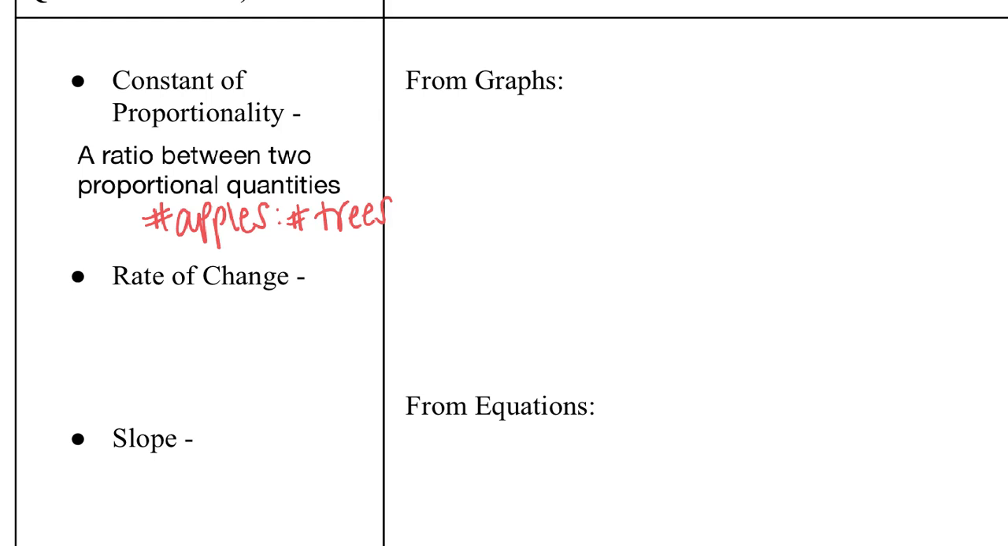Or even a simple one, if we're going to the movies, it's $12 per ticket. If it has a constant of proportionality, then I know everybody's going to be paying $12 for that ticket. It's a constant rate, which takes us to the next definition, which is rate of change.